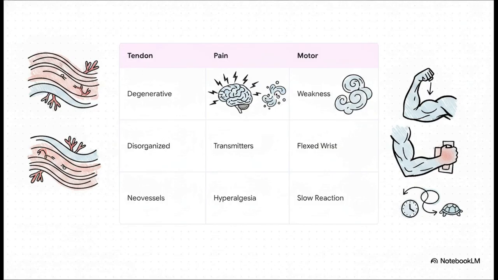The second circle is pain system changes. These patients are actually undergoing peripheral and central nervous system sensitization. That means increased local neurotransmitters and widespread mechanical hyperalgesia. Basically, their alarm system is turned all the way up.